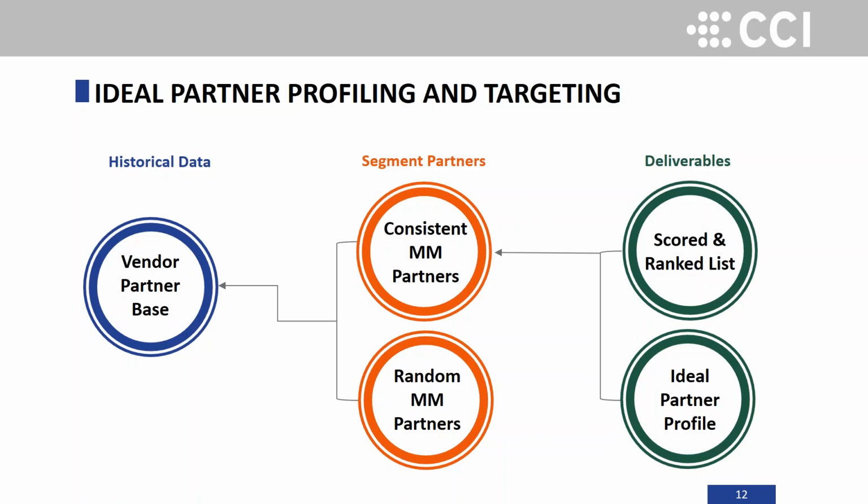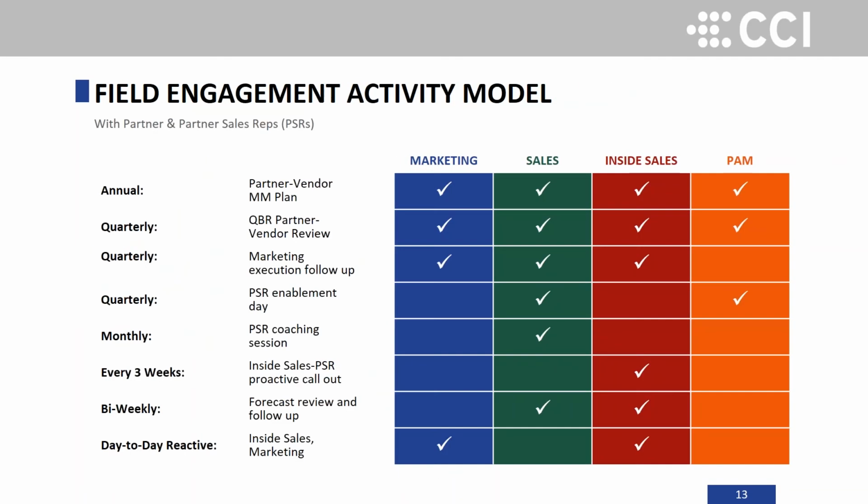The other thing that comes out of this is that from the partners we know are consistent, we can start to develop an ideal partner profile along other dimensions besides what they do with you, like what other vendors they work with, how they represent themselves to the market, and what kind of service capabilities they have. That ideal partner profile can then be matched up with partners in your database that aren't consistent to see who might be a good candidate for developing, or it could be used for recruitment of new partners.